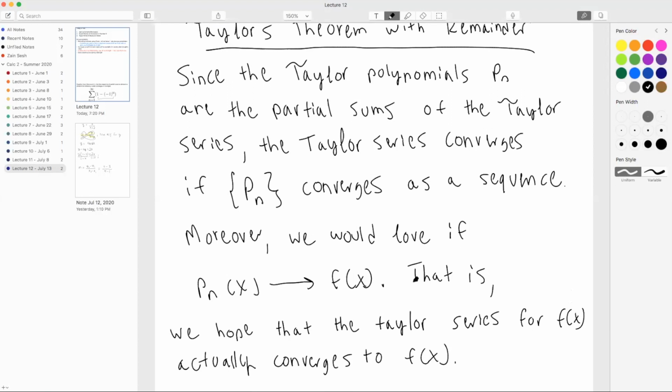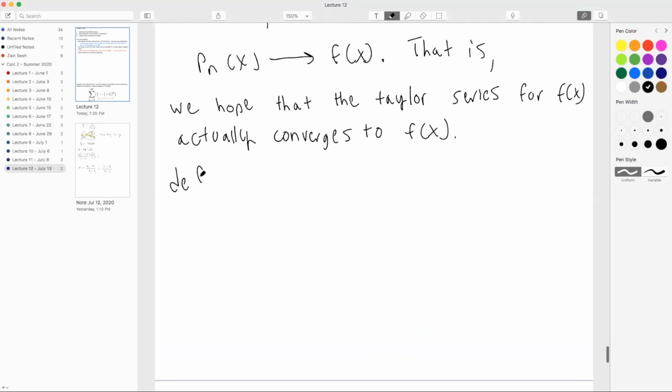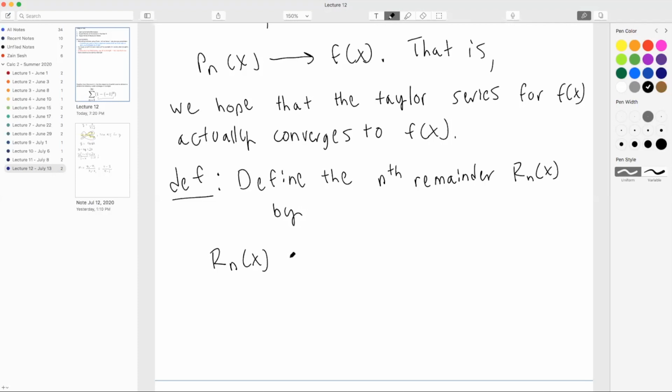And now we just need some terminology and some definitions. All right, so let's do it. So definition: define the nth remainder, capital R sub n of x, by, so this is just a definition. I'm going to define R sub n of x. So I'll put a colon equal sign to denote that I'm making a definition. This is just going to be the function itself minus the nth Taylor polynomial. Okay, so R sub n is f of x minus the nth Taylor polynomial.